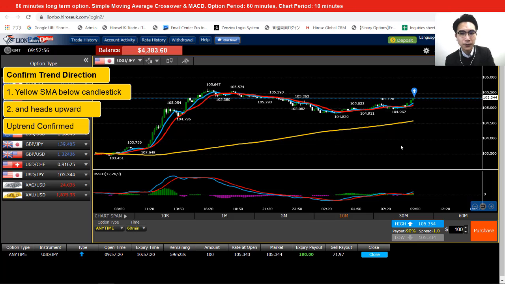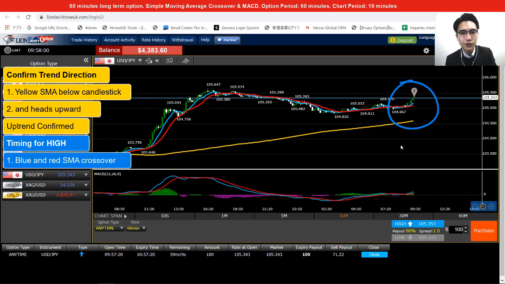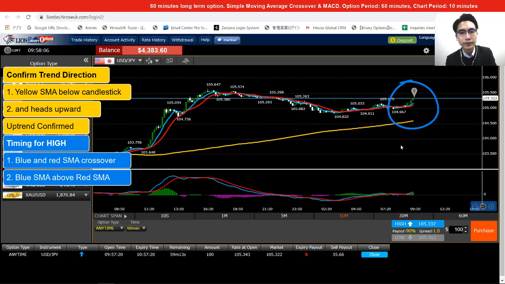For the timing to open a high option, first we'll confirm the two simple moving averages, the blue and red ones. I need them to cross over, and I need the blue line to be on top of the red line. Again, the blue line needs to be on top of the red line, and that is a bullish indication that I get from the simple moving average.